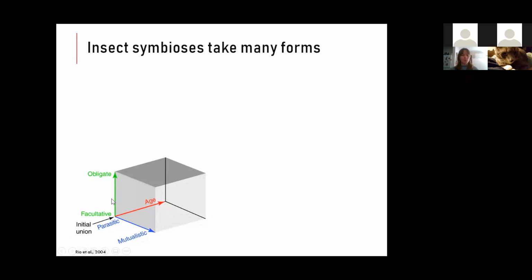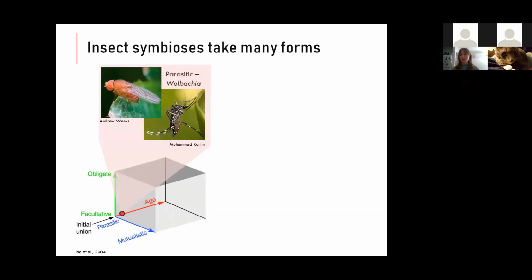On the y-axis, these bacteria can range from being essential, which we call obligate, to less essential but still providing benefits, which are typically facultative, and those are less essential for survival than obligate bacteria. And on the x-axis, these relationships can range from parasitic to mutualistic, so either harming the insect or providing them with some sort of benefit. I'm just going to walk you through a few examples of each of these types of relationships.